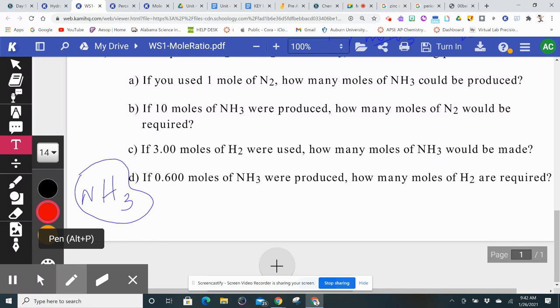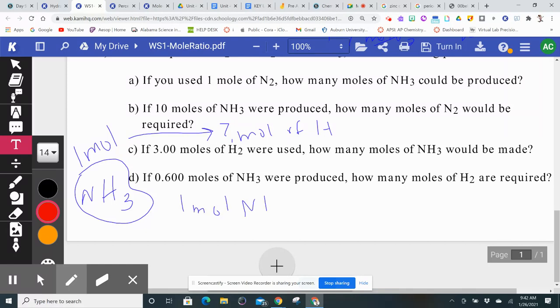Let's take this a little different. Let's say I have 1 mole of NH3. How many moles of hydrogen are there in that? So, set up your railroad tracks. That's where we always start. 1 mole NH3.